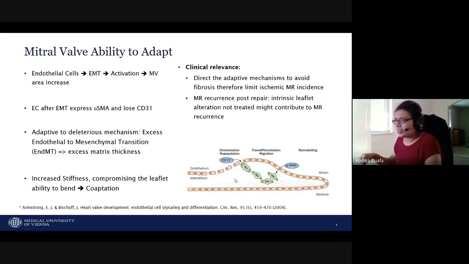And then there is also another aspect. There is this mitral regurgitation recurrence after repairing it. And maybe one of the mechanisms is that there is an intrinsic leaflet alteration, which is not treated, and we are just overlooking the cellular mechanisms there. We are just looking at the physical and the mechanics. And we should maybe look a little bit deeper into that to try to avoid this mitral regurgitation recurrence.